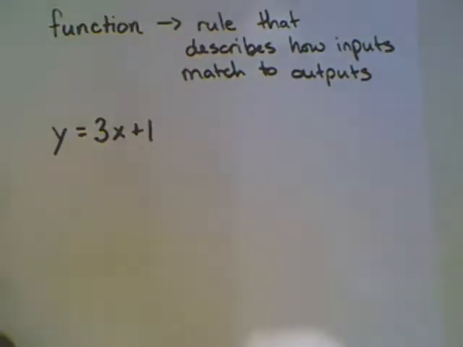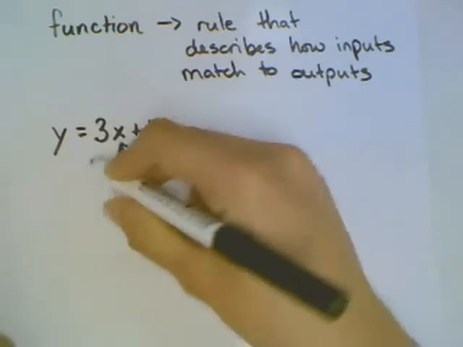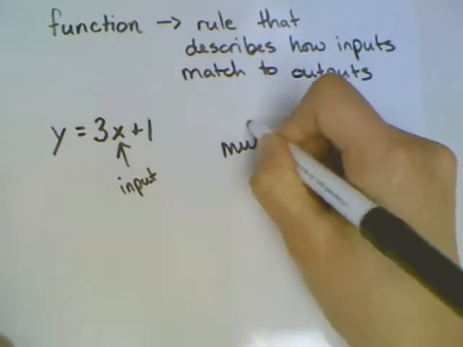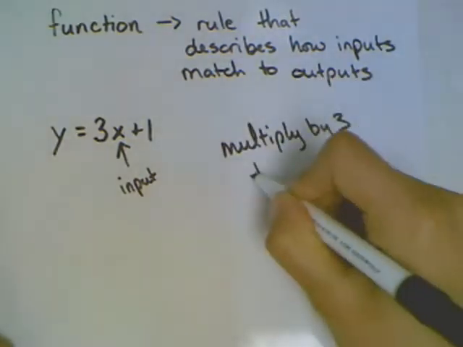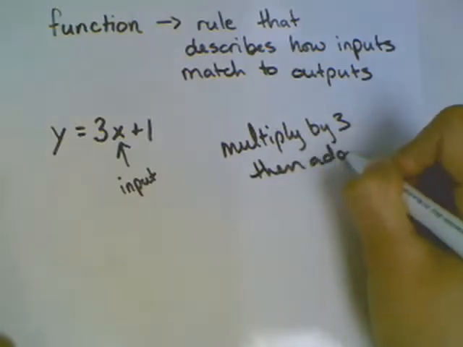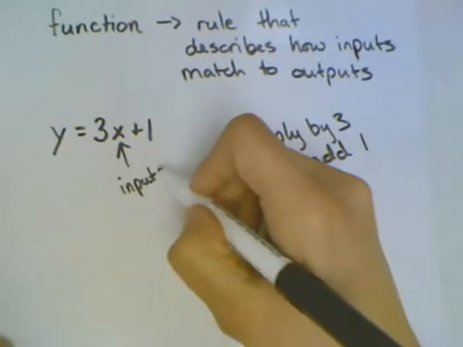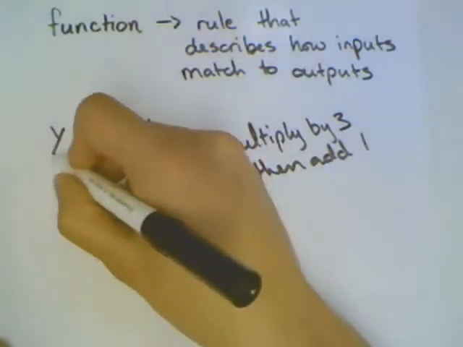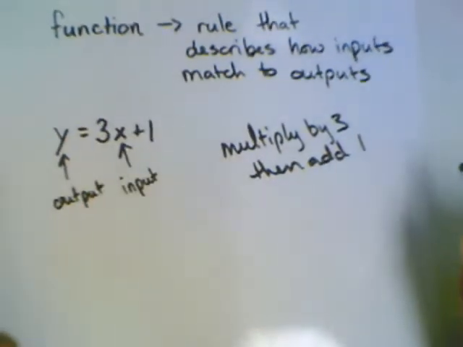So here's one example, the function y equals 3x plus 1. The x is the input, so I know that to the input I'm going to multiply it by 3, then add 1. That is my function rule. Multiply by 3, then add 1. This is the equation that tells me about that rule. Y in this case is the output.